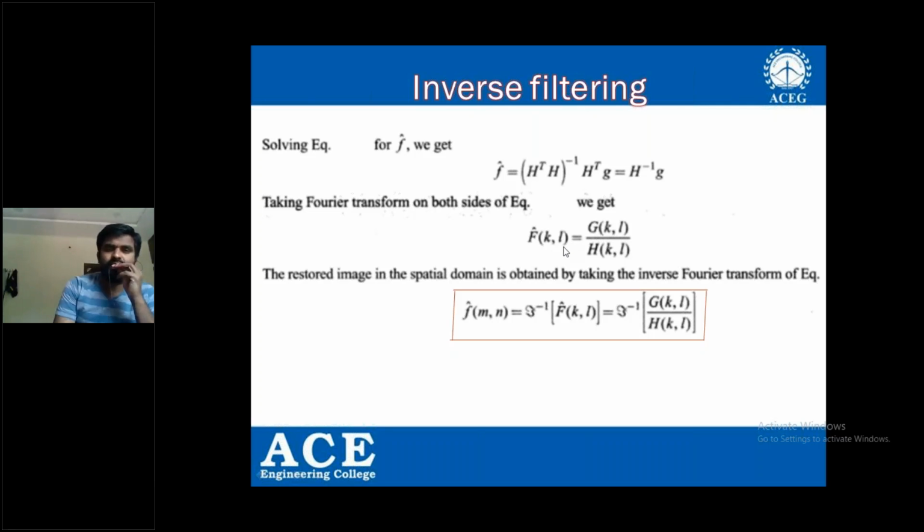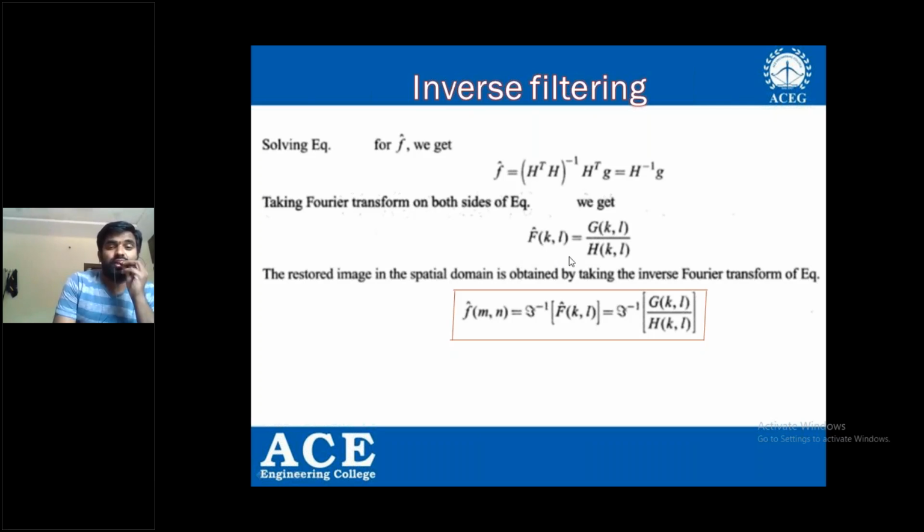That k comma l is nothing but m comma n in the previous slide, right? In some literature it is given as u comma v, and in some literature it is given as k comma l. I am just following your prescribed textbook literature, taken from your second prescribed textbook. U comma v is as per the first textbook, Gonzalez. The second textbook is by Jayaraman.